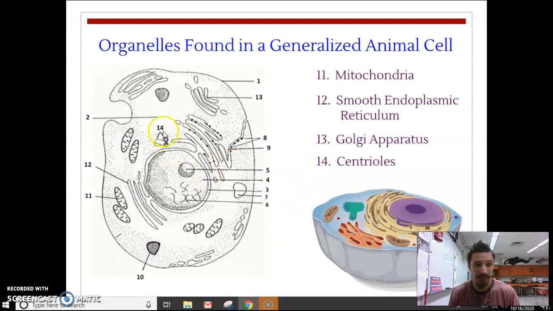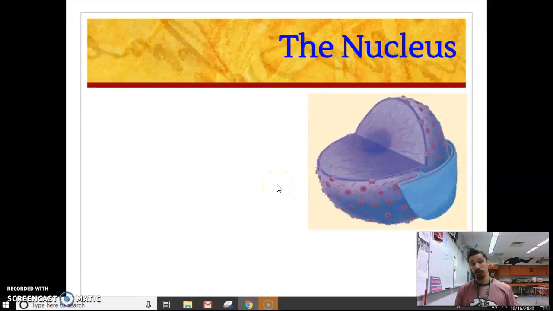There's 14. There's the 14th. I missed it. All right, so let's start inside the eukaryotic animal cell. Let's start in the center of it, and we'll work our way out. The center of the eukaryotic animal cell is the nucleus, which you see pictured here.